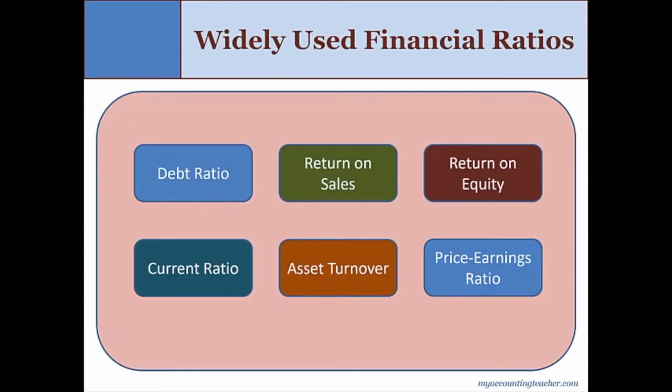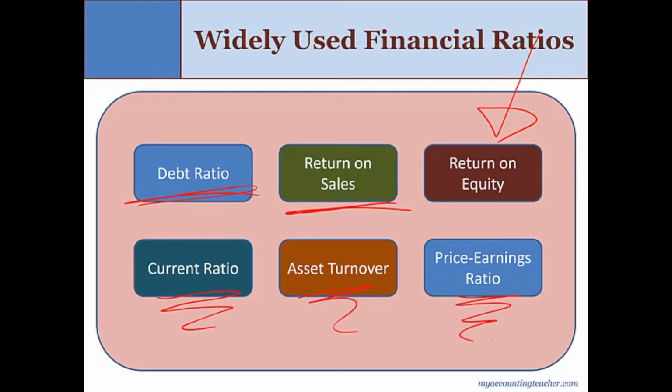Those 6 common ratios are the debt ratio. It tells us something about a company's leverage. Return on sales tells us something about a company's profitability. Return on equity tells us a little bit about how an investor does relative to his or her investment in a company. Current ratio tells us a little bit about liquidity as well. Asset turnover tells us something about efficiency. And the price earnings ratio is a unique ratio. It uses a market measure, compares that to an accounting measure to tell us what the market thinks about the future growth prospects of this company.